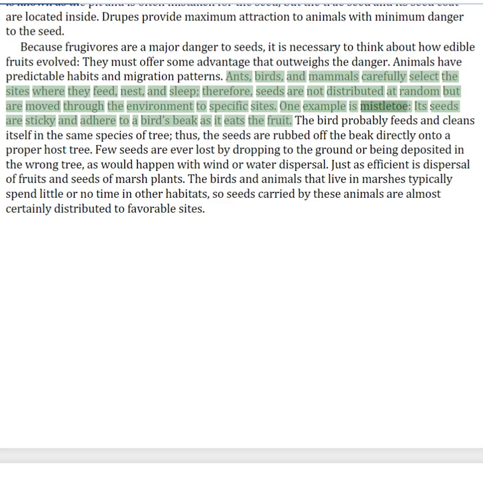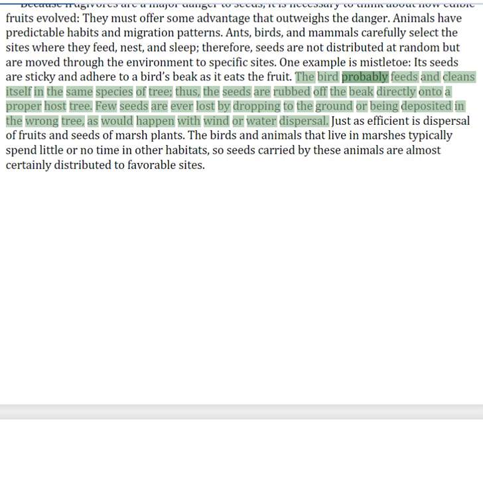One example is mistletoe. Its seeds are sticky and adhere to a bird's beak as it eats the fruit. The bird probably feeds and cleans itself in the same species of tree, thus, the seeds are rubbed off the beak directly onto a proper host tree. Few seeds are ever lost by dropping to the ground or being deposited in the wrong tree, as would happen with wind or water dispersal.